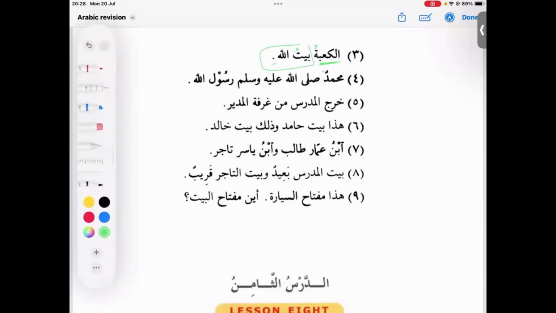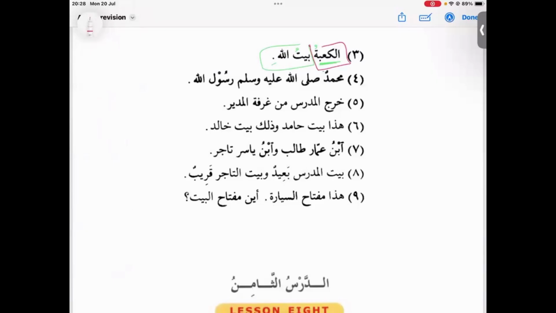Just change this. Al-Ka'batu Baytullahi. Forget about this part. Muhammadun. We said names of people are definite. So that first part is definite. Second part, Rasulullah. That's the mubtada is Muhammadun. Jumla ismiya. Muhammadun, Rasulullah. Muhammad is Rasulullah, the messenger of Allah.